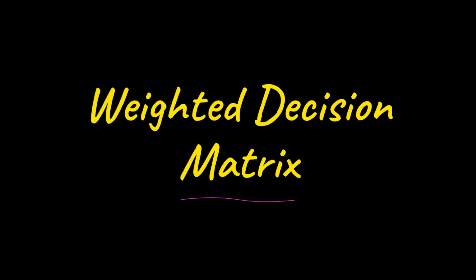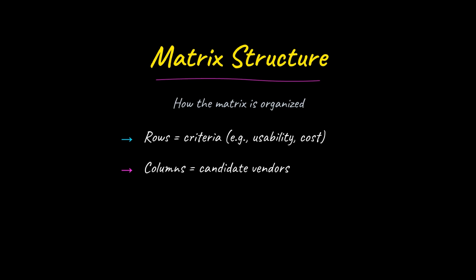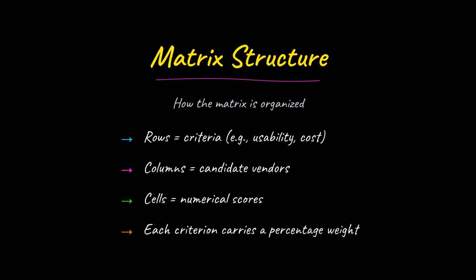When selecting a health information system, decision makers need more than gut instinct. The weighted decision matrix is the structured quantitative tool that brings rigor to that process. The matrix places criteria in rows and candidate systems in columns. Each cell holds a score and each criterion carries a weight. Multiply scores by weights and sum across all criteria to get each vendor's final ranking.